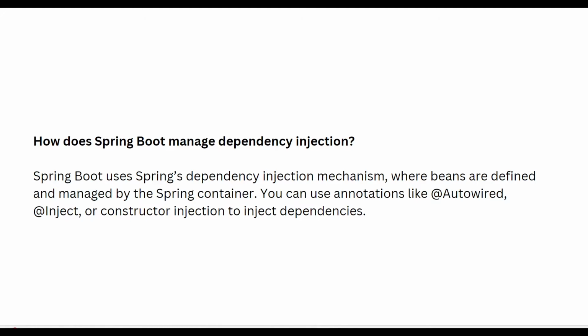Now how does this work? Beans are defined in Spring configuration, right? The configuration specifies how the beans are created and how their dependencies are injected. This is the first step. Then you have the Spring container. The Spring container is responsible for creating and managing the lifecycle of beans. It reads the configuration, creates beans, and injects dependencies according to what we have provided in the configuration.